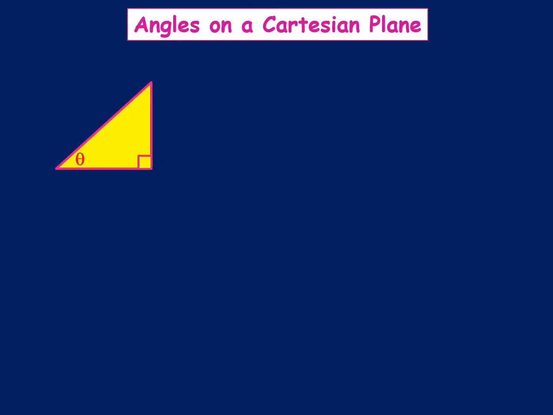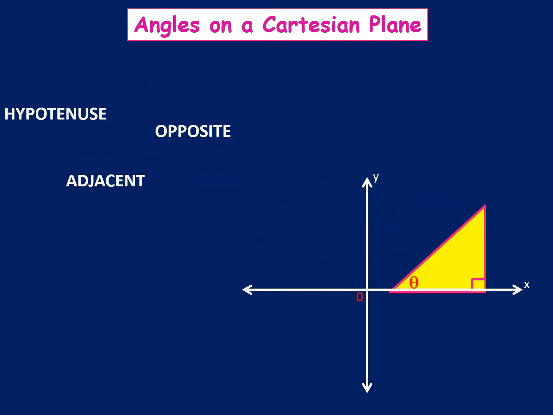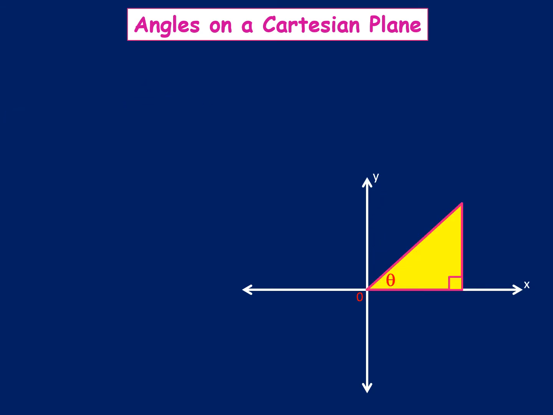Now last year, after looking at the triangle with sides adjacent, opposite, and hypotenuse, we moved that triangle onto the Cartesian plane. I put my angle at the origin, and I placed the one side on the x-axis. The side opposite the angle we will now refer to as y. It looks like the y-axis, so we're going to call it y. The side next to the angle is along the x-axis, so we're going to call it x. And we need a new name for the hypotenuse.